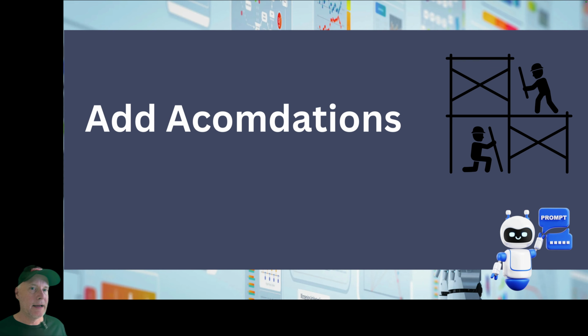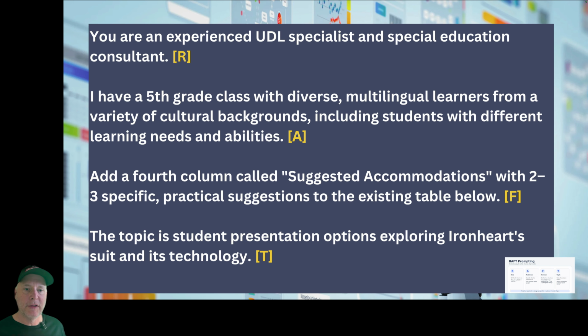Now, let's say you want to add accommodations. Well, if we're using the RAFT prompting method, here we go. You are an experienced UDL specialist and special education consultant. So I jacked it up a little bit and I actually gave AI that role rather than me. I have a 5th grade class with diverse multilingual learners from a variety of cultural backgrounds, including students with different learning needs and abilities.